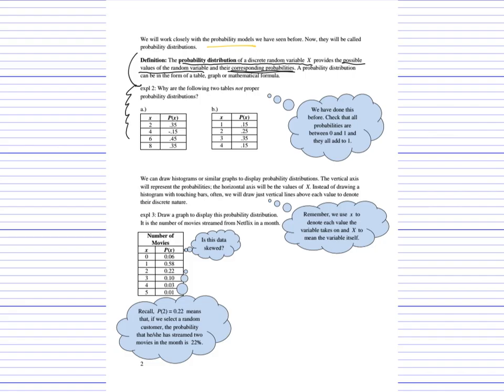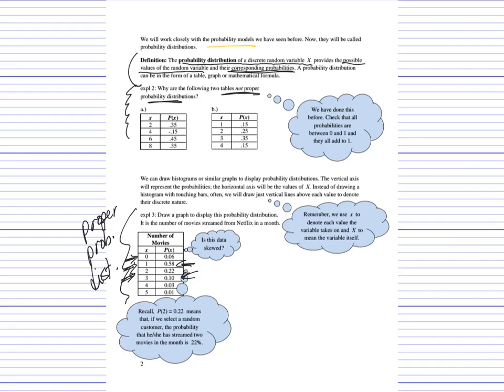And this is number 2. Now it is asking us, why are the following 2 tables not proper probability distributions? But they do take on the form of a table, as you'll see in number 3. Number 3 really is a proper probability model, or proper probability distribution, as I should call it. And it basically has each and every value that x could take on and their probabilities. Okay? And we'll talk about that obviously in number 3.